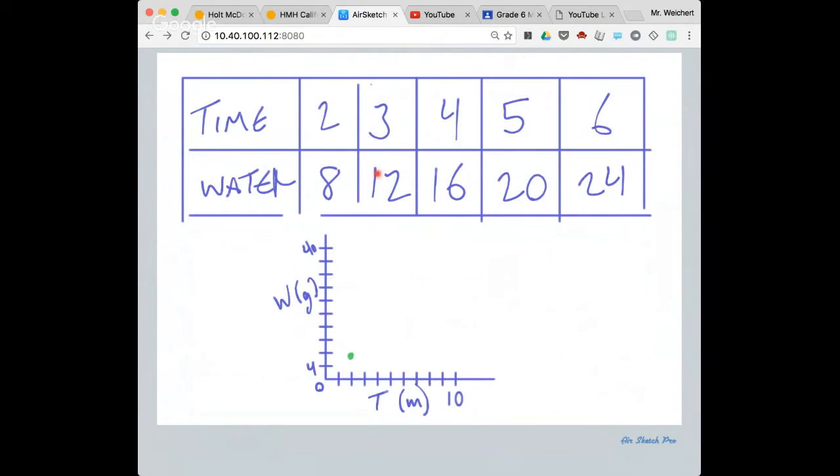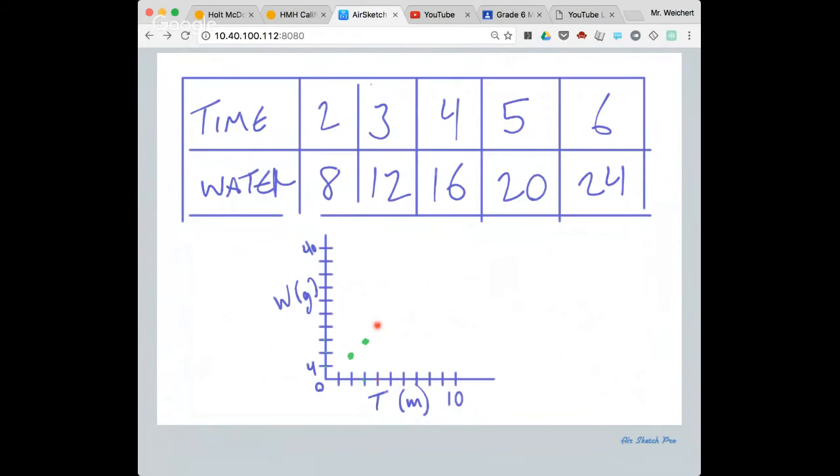So let's do 3 minutes and 12 gallons. 3 minutes is here. 12 gallons is 4, 8, 12. Right there. If I had grid paper, this would be much better, right? How about these coordinates? We have 4 minutes, so we need to look at our minutes. 1, 2, 3, 4. So I'm going to put a dot right there. And 16 gallons. 4, 8, 12, 16.